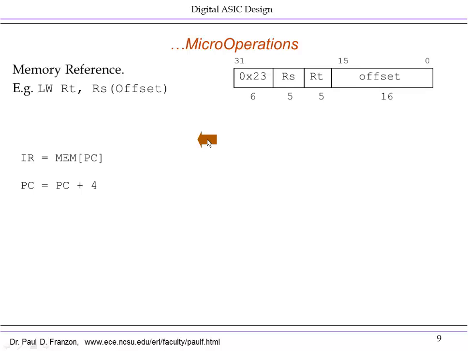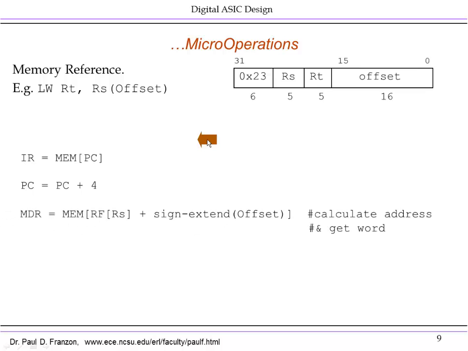What's the next step we have to do? Well, think about what are the steps we have to do here. We have to calculate the address. We have to fetch what's stored in memory from that address and store that result in RT. Let's capture that as a reasonable set of micro operations.